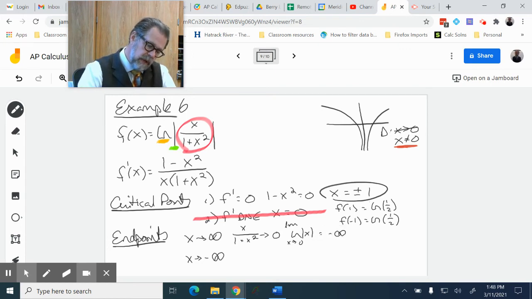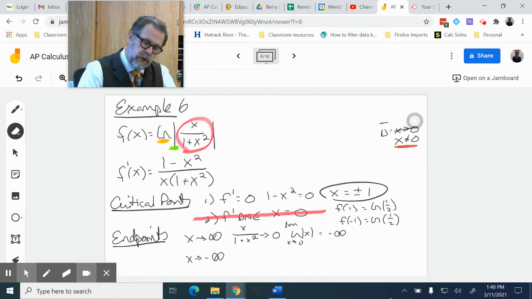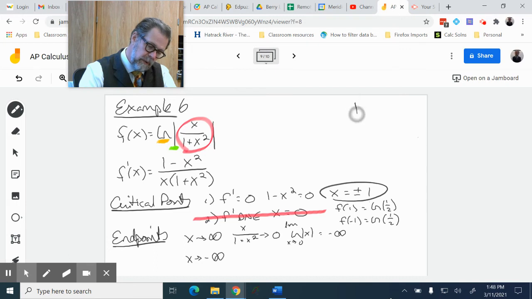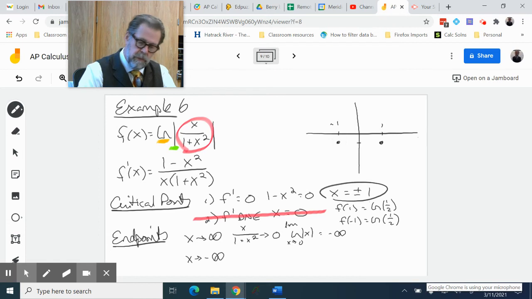So if I'm looking at a graph of this function, what I discover is that as x goes to infinity, this goes down. In fact, I'm going to erase this graph because I now know a bit more about what the graph should look like, and start it over again. I've got 2 points, 1 and negative 1. I know that the natural log of 1/2 is some negative number. And as x goes to infinity, this function goes down.